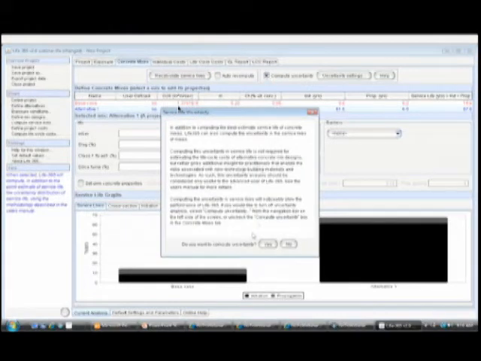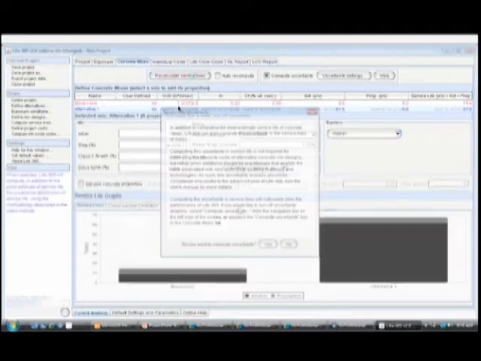You'll first get a screen that asks you, do you want to compute this uncertainty? And it tells you a little bit about why it's asking you. This is a little advanced. It's important to understand what it's doing. And depending on your computer, it may take a little bit longer.